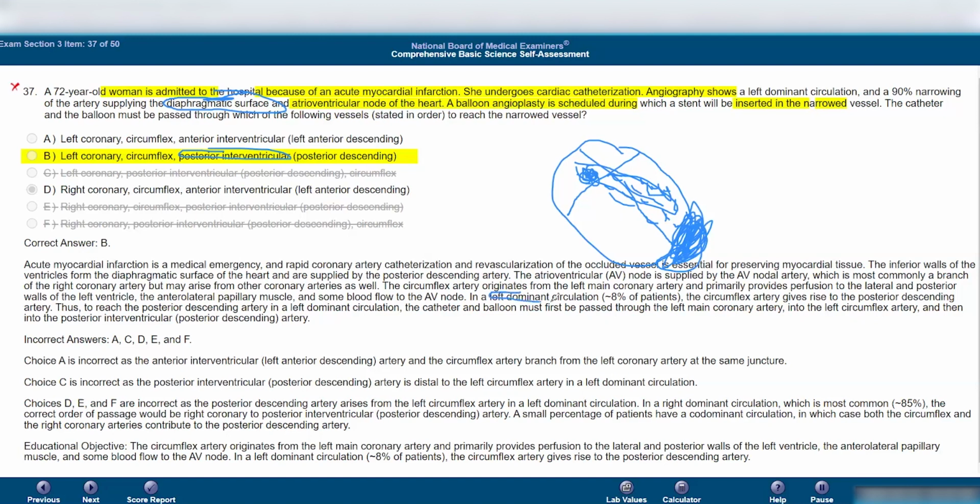Okay. The question is, this is a left dominant circulation, right? The circumflex artery gives rise to the posterior descending artery. That's going to be kind of your weird, that's the trick, quote unquote, trick of this. Makes sense. Weird question.